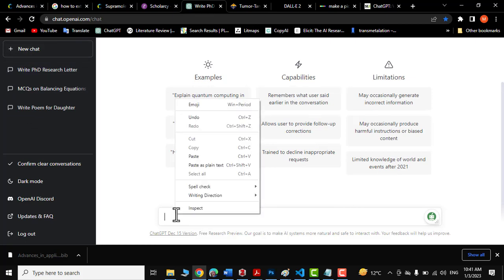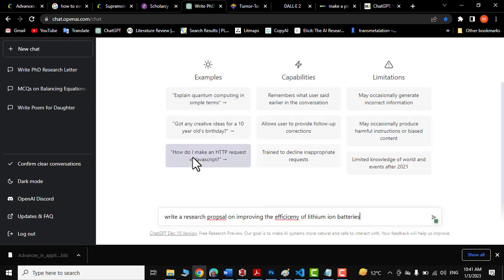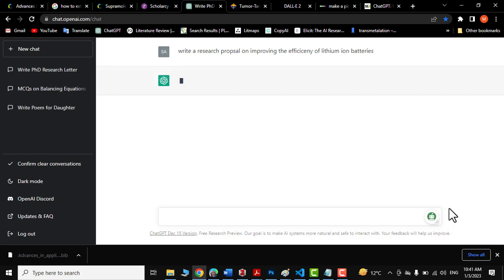let's get a bit more complicated this time. And now I have asked it to write a research proposal on improving the efficiency of lithium-ion batteries. This is actually a quite complicated question. This requires sifting through a large amount of research data, organizing it, reading it, and finding the relevant literature. Only then you are able to write a research proposal. So let me see whether it could do that or not.